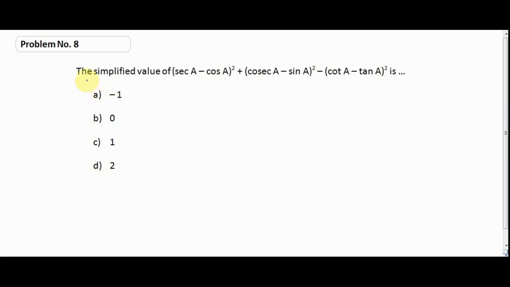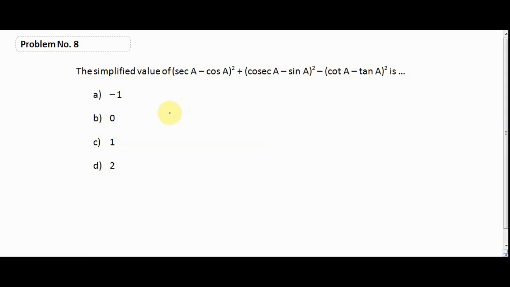Now let's see problem number 8. The simplified value of sec a minus cos a whole square plus cosec a minus sin a whole square minus cot a minus tan a whole square is. You may try to solve this by yourself. Please pause the video and try to solve it.